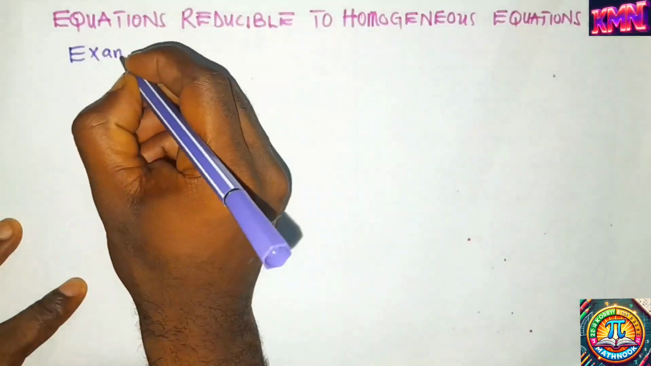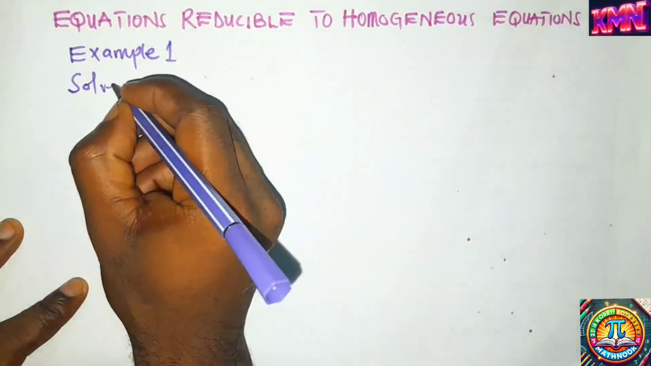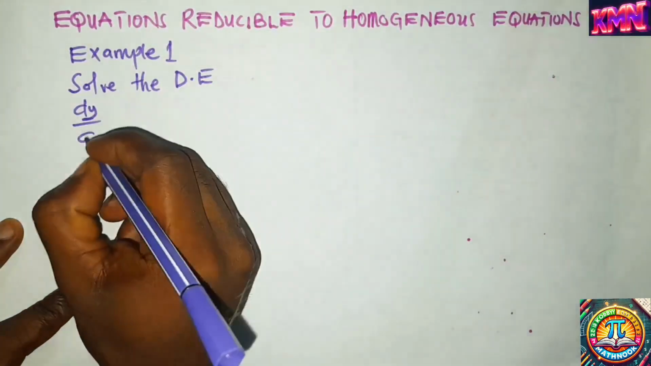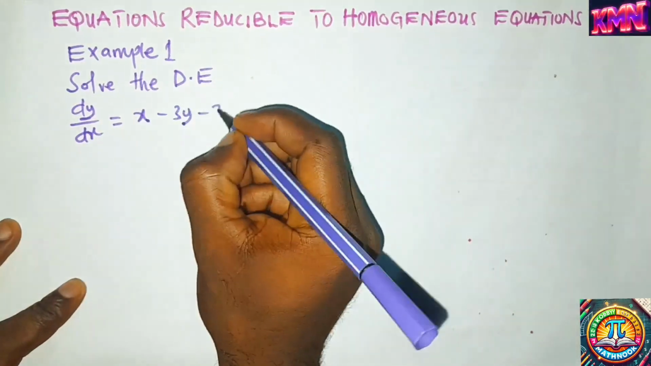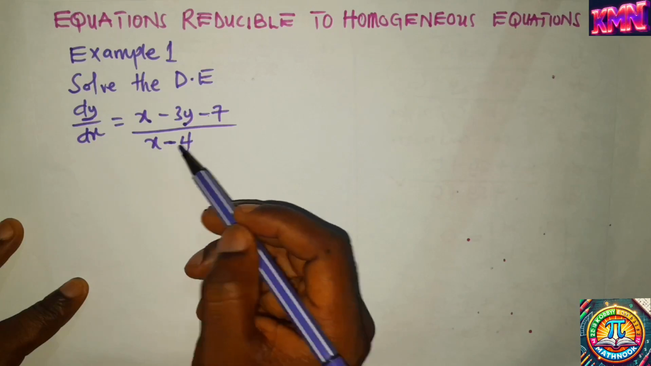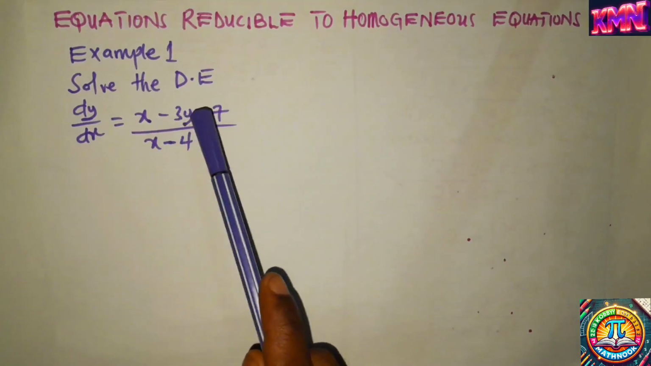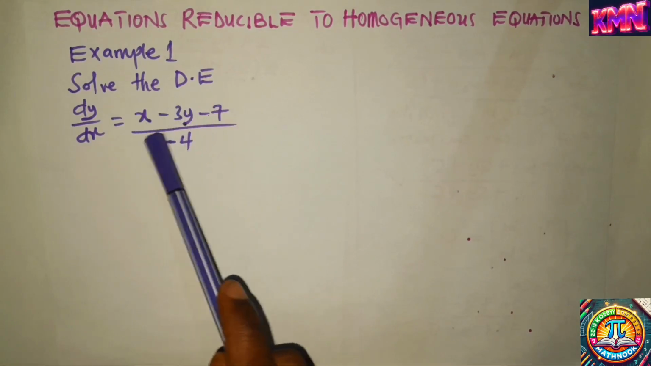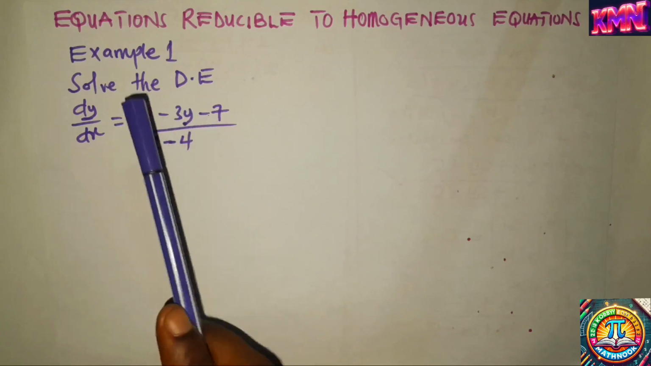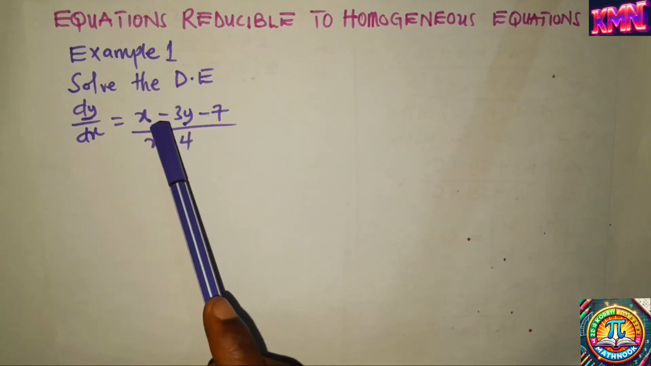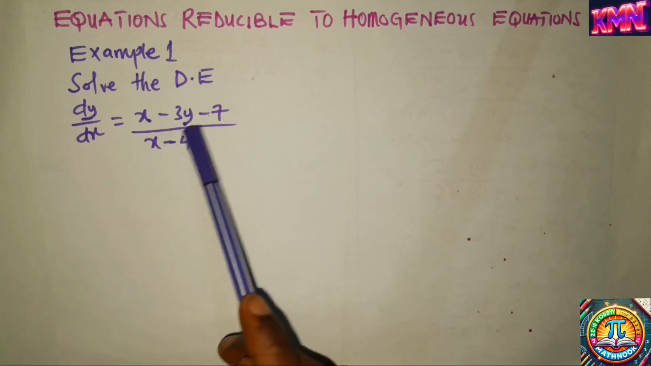Example 1. Solve the differential equation dy/dx equals (x - 3y - 7) over (x - 4). So as you can see, this is a type of differential equation where the x and y have nothing in common. They are not related, they are not linearly dependent. Hence, we need to first of all change the variables x and y, and that will help us to transform this equation to homogeneous form.